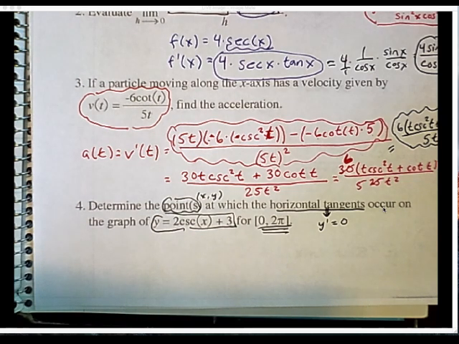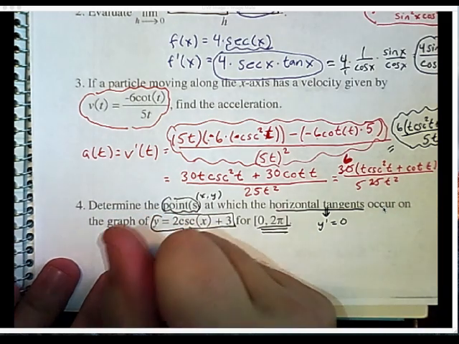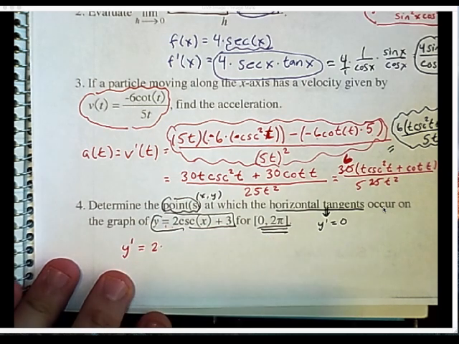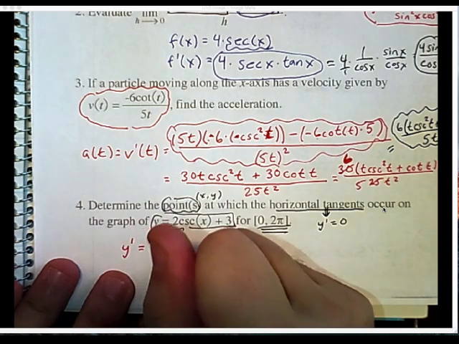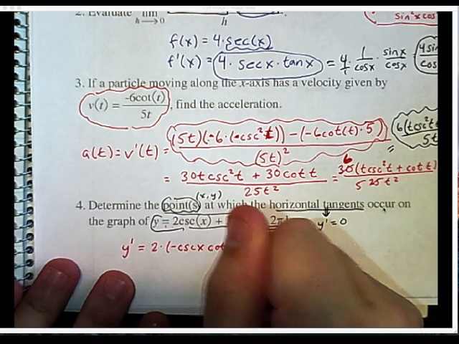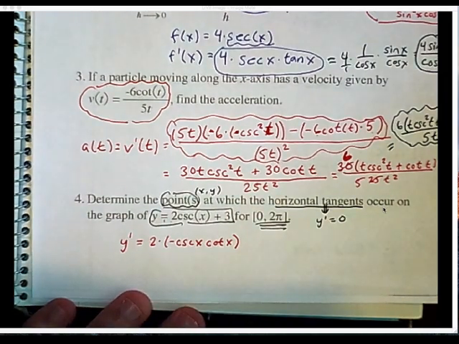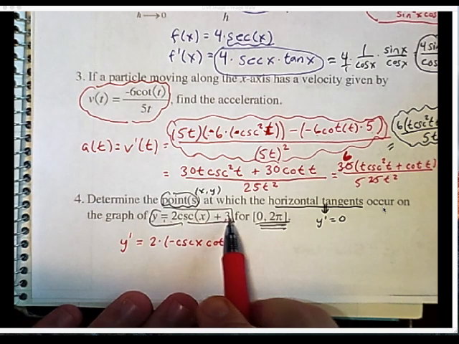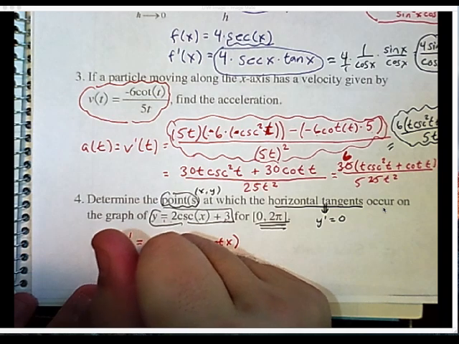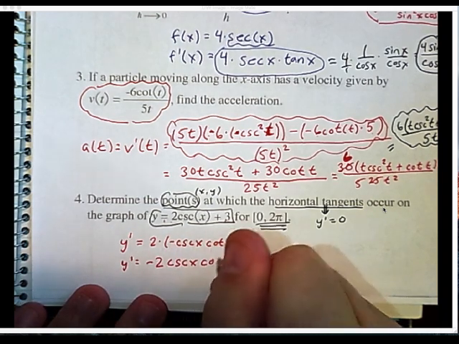So first thing, I need to figure out where y prime equals 0. Well, what's y prime going to equal? What's the derivative of this thing? 2 times, what's the derivative of cosecant? It's negative cosecant of x cotangent of x. The derivative of a constant is 0. I don't have to go any more than that. So y prime equals negative 2 cosecant of x cotangent of x.